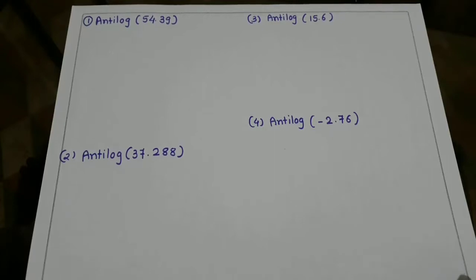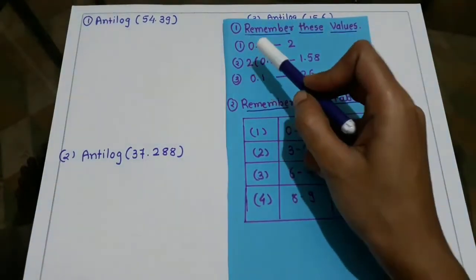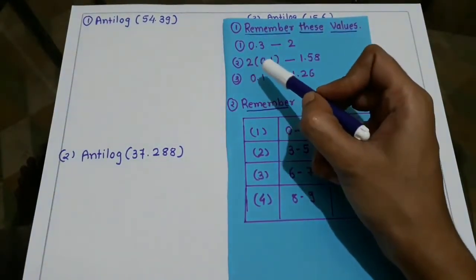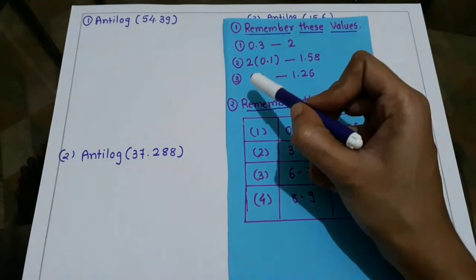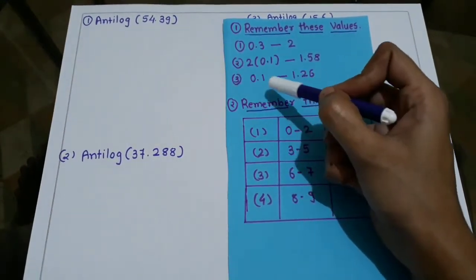Hi student, today I have brought an excellent trick to find antilog without a log table. For that, we need to remember some values. These are the values that we have to remember: 0.3 is equal to 2, 0.2 is equal to 1.58, 0.1 is equal to 1.26. These are the values that we have to remember.